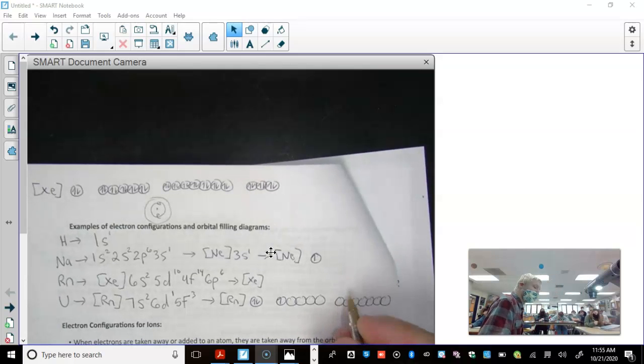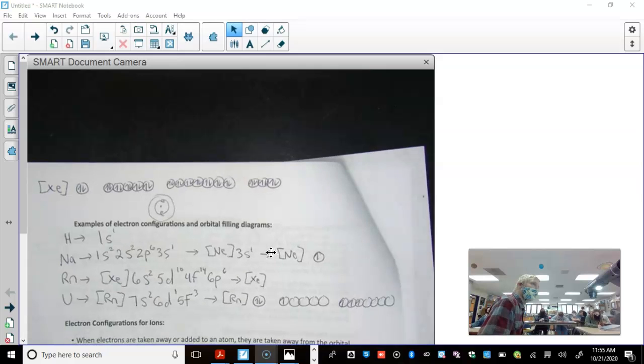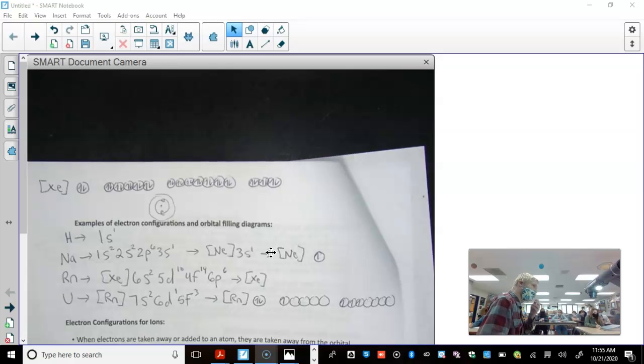Here's a nice example of Hund's rule. I got to fill each one up with 1 electron before I can pair them up. So 1, 2, 3. And that's the orbital filling diagram. In the IB, they're circles. If you're taking AP, it's squares. I like squares better, but oh well.